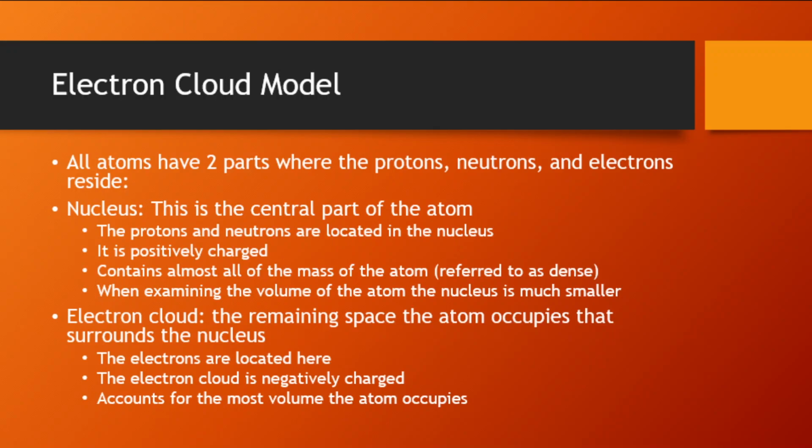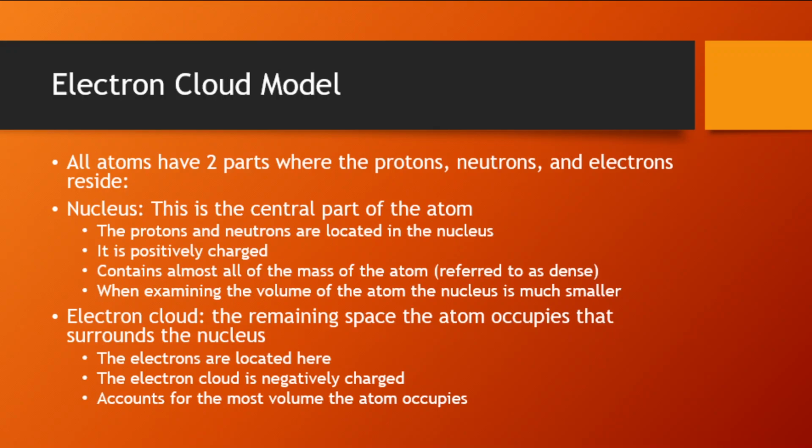Okay, it's positively charged. Now, when we're talking about the mass of the atom, because we talked about how all matter has mass and occupies space, in terms of the mass of the atom, almost all of it is confined to the nucleus. The protons and the neutrons contribute to the mass of the atom. Now, when you think about that space component, the volume component of the atom, the nucleus is actually very small in comparison to the actual size of the atom itself. So it's much smaller.